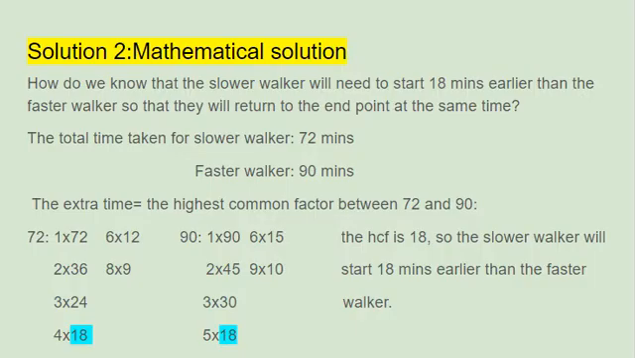So how do you know that the slower walker will need to start 18 minutes earlier than the faster walker so that they will return to the endpoint at the same time? The total time taken for the slow walker is 72 minutes, and for the faster walker it's 90. Okay, sorry, the slide is wrong. So the faster walker will walk 72 minutes and the slower walker will walk 90 minutes. So the extra time the slower walker needs is the highest common factor between 72 and 90. The highest common factor is 18, so the slower walker will start 18 minutes earlier than the faster walker.